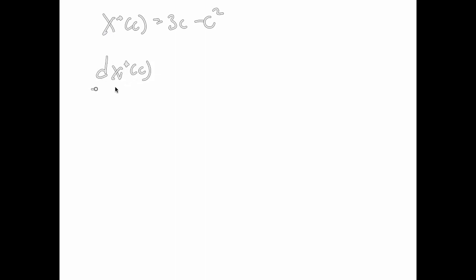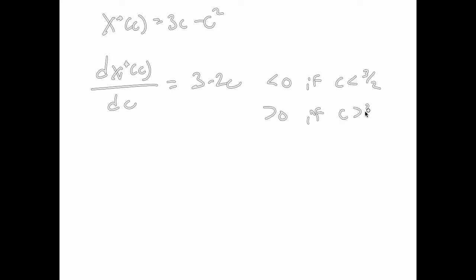Now when you have this kind of thing, if you want to figure out how this changes with the parameters, you just take the derivative of this thing with respect to the parameter, and this is a total derivative, not a partial derivative. Here it's just 3 minus 2c, and that's it. There's nothing fancy to do here. We take a single first derivative, and we can say that it's less than 0 if c is less than 3/2, and it's greater than 0 if c is greater than 3/2.